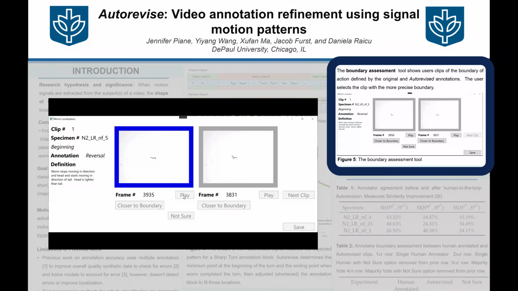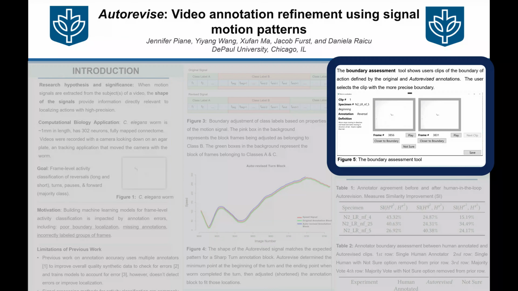The second evaluation method is boundary assessment. A tool was developed that shows a user clips of the boundary defined by both the original and auto-revised annotations. Then it asks them to choose the clip with the better boundary. Similarity is useful because when two sets of annotations are dissimilar, there must be an error in one of them. However, it is possible for two sets of annotations to be incorrect in the same way. So while it does indicate the presence of an error, it does not necessarily demonstrate the absence of an error. The boundary assessment method is a direct measure of accuracy, but it has the drawback of requiring additional human effort.